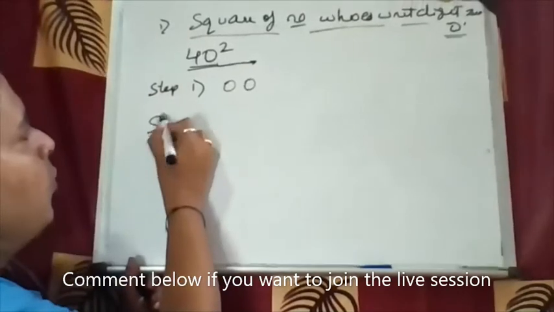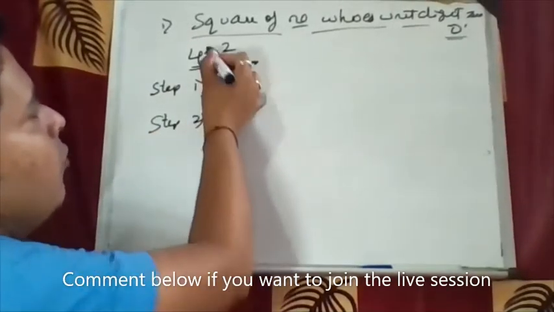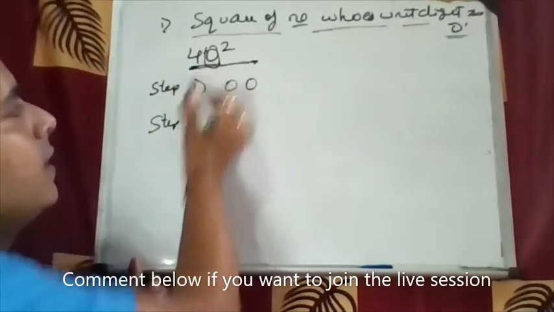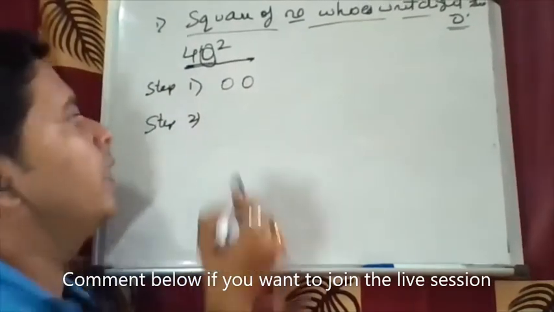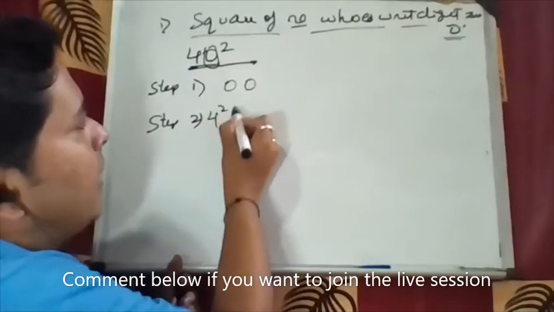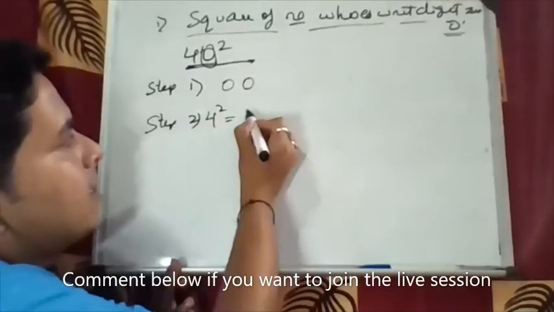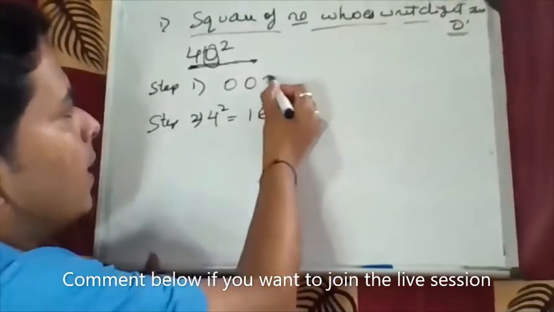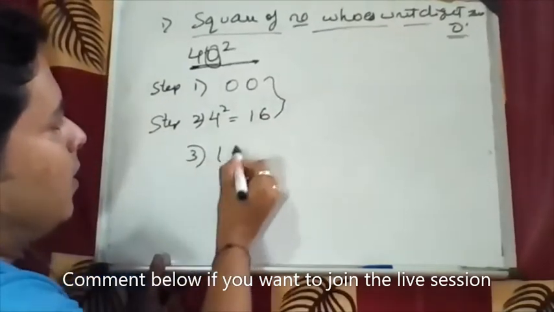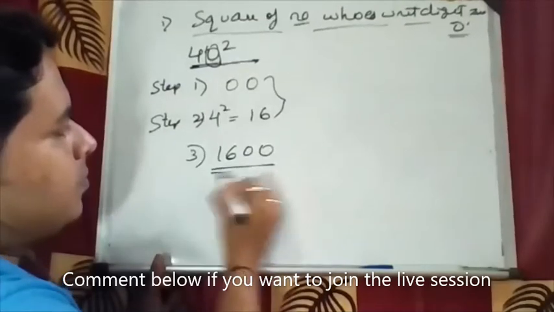Then what is step 2? What remains now, if you take away the zeros, is only one digit, which is a non-zero value. Now consider the non-zero value, that is 4. I know the 4 square value, that is 16. So I'll combine these two. So step 3 will be 1600.